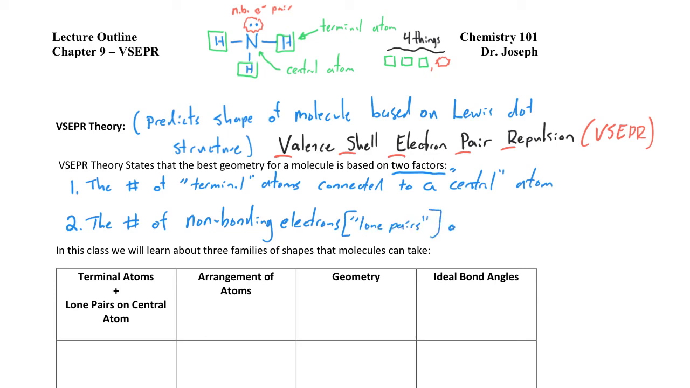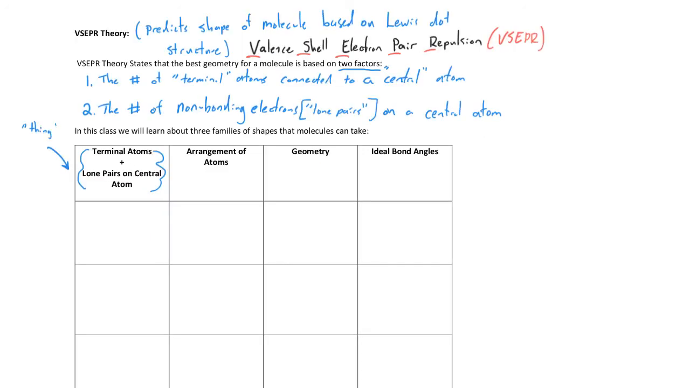So we're going to add these two things together and come up with a number, and based on that number, we will come up with a description of the shape and sort of a picture of the arrangement of the atoms. And I'm going to summarize that in this table I have down here below. So in the VSEPR theory, we're going to add up the number of terminal atoms and the lone pairs on a central atom, and we will get different combinations of these.